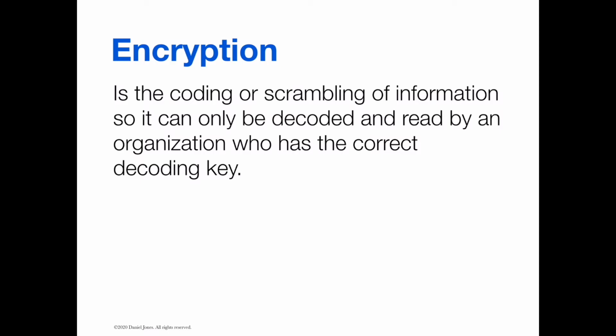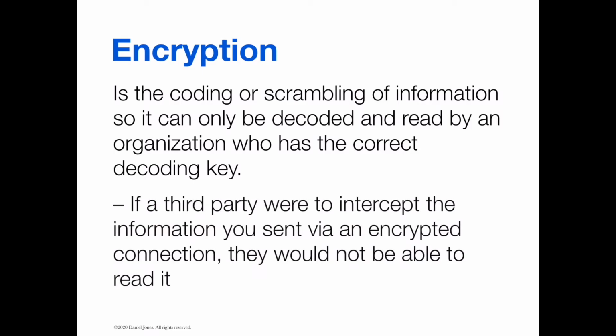Encryption is the coding or scrambling of your personal information so that it can only be decoded and read by the organization at the other end. They have what's referred to as the correct decoding key. So if a third party were to intercept your information en route, that information is encrypted. It cannot be read by that third party.